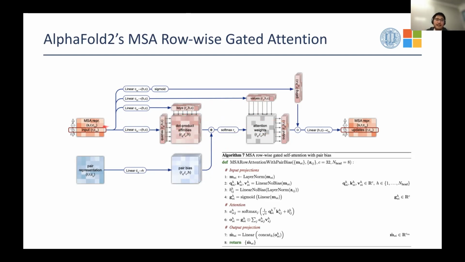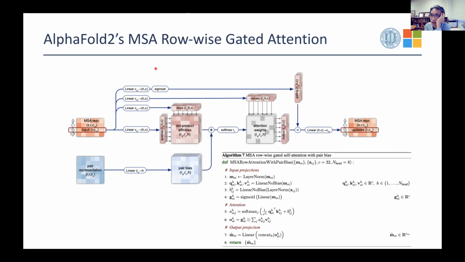And then finally, from the input again, there is another thread of the computation graph with a linear layer and a sigmoid, linear with no bias and a sigmoid layer, giving a gating of R, H, C, which is multiplied together, and a final layer from the head and C to the final CM channel. So that's the entire process for the row-wise gated attention.